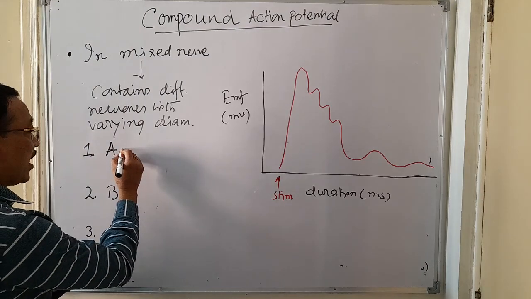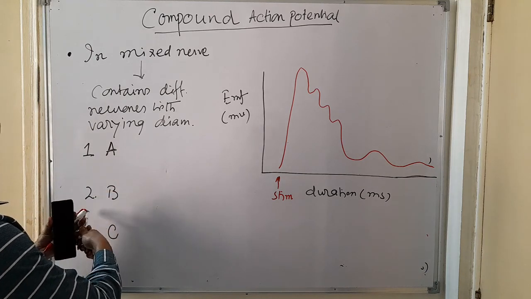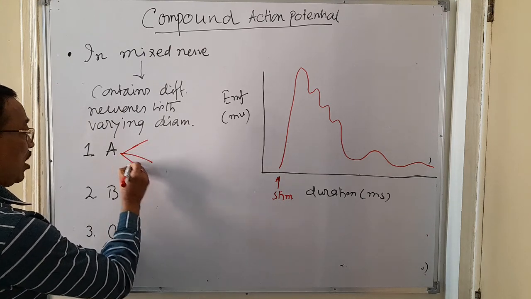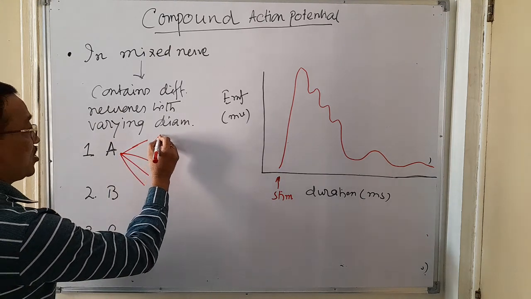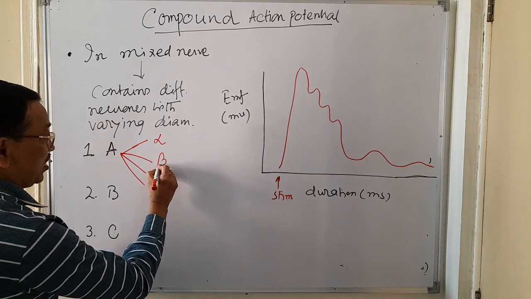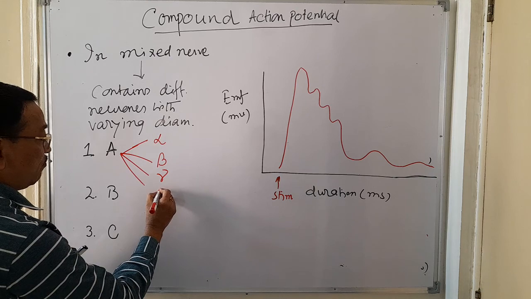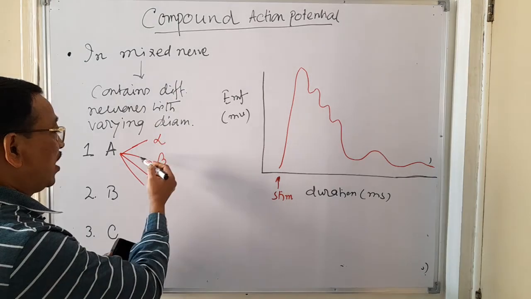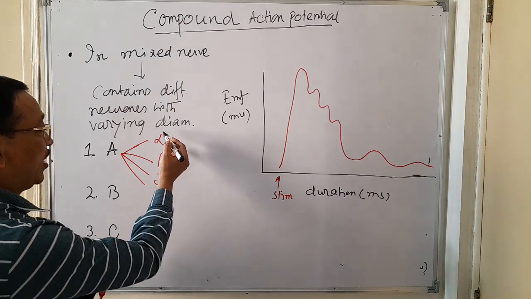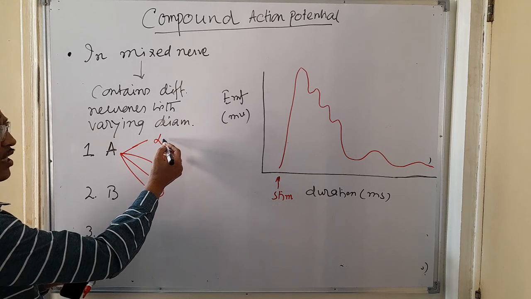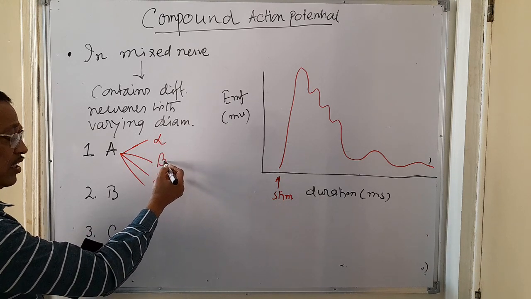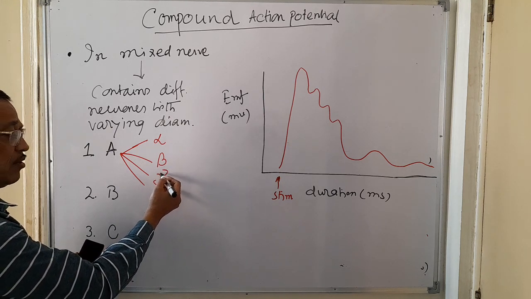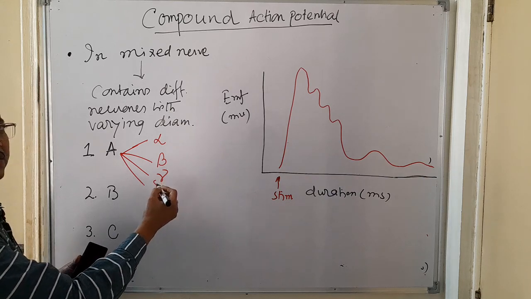Now, this A category of neuron is comprised of four types of fibers. One is known as alpha, another is beta, the third is gamma, and the fourth is delta. That means A is further classified into A alpha, A beta, A gamma, and A delta. The diameter of A alpha is much more than beta, beta's diameter is more than gamma, and gamma's diameter is more than delta.